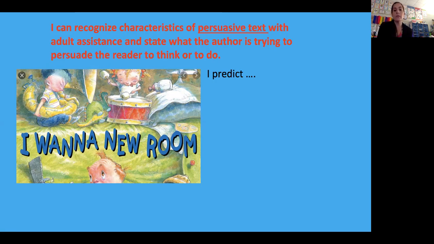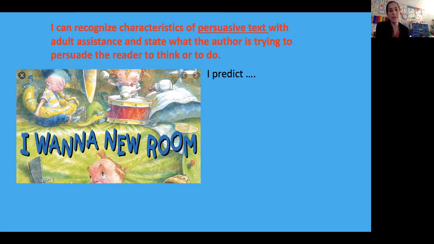So again, good readers, when they read, they make predictions about the text based on what they know. Based on what we read yesterday, I Want an Iguana, we learned that Alex really wanted an iguana for his room, and he gave all these reasons. And that's what people do when they try to persuade you. They give you reasons why it's the best idea. And Mom was writing back to him, and she was telling him all the reasons why it wasn't a great idea.